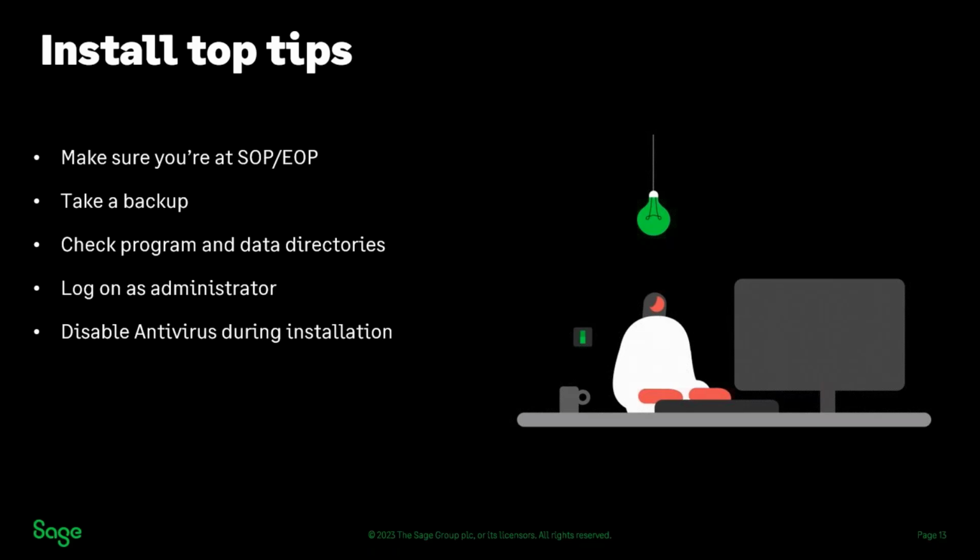Tip 3, check your program and data directories and make a note of them. So if you go to Help and System Information, you'll be able to see where your program's installed and what the data location is. You'll need to be logged onto your PC as an administrator in order to install the update. So you might need to speak to your IT support if you need an administrator login. And if you do get any issues during the installation, or if you see any messages from your antivirus software during the installation, it would be worth reinstalling with the antivirus disabled, and that would hopefully avoid any conflicts happening. So just a few top tips around the installation.